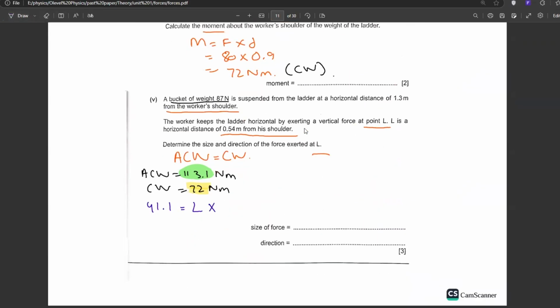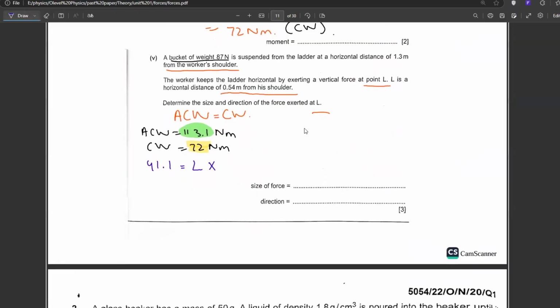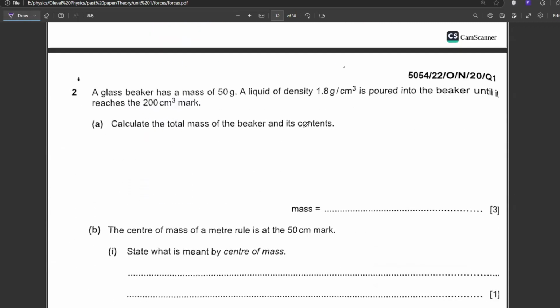Okay. So let's multiply this L force with 0.54 meters. 41.1 divided by 0.54 is your L. This gives you an answer of what? 76.1 Newton. 76.1 Newton. This acts downwards like this. Okay. Let's move on to the next question.